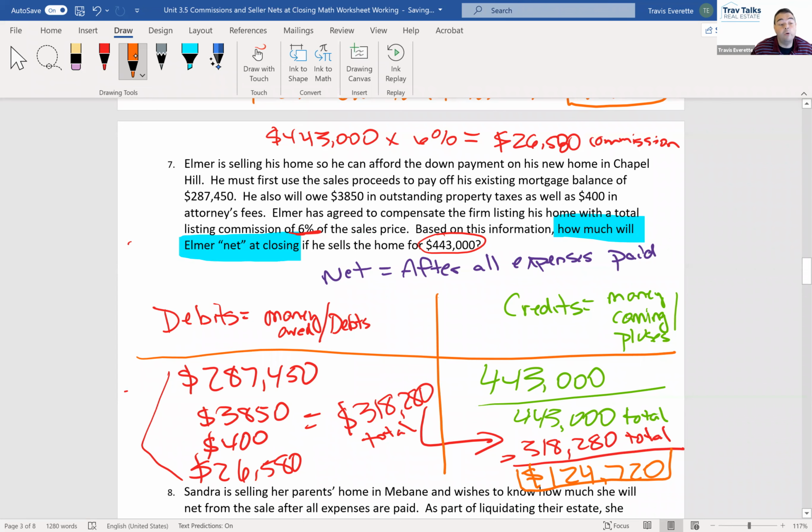And that's the better way to do it with credits and debits, because it'll start to get you prepared for closing statements as we make our way through the class.